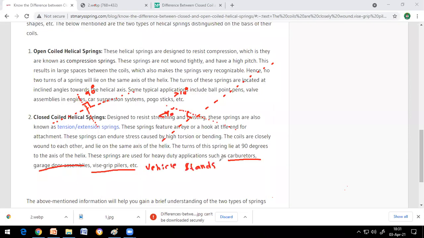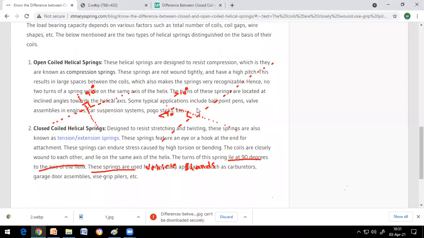Okay, so let's see. One second, let me erase that, so by that you can able to see. So okay, so I think it is not going up. Okay, so anyway, closed coil helical spring చూడండి. So these helical springs are designed to resist compression.